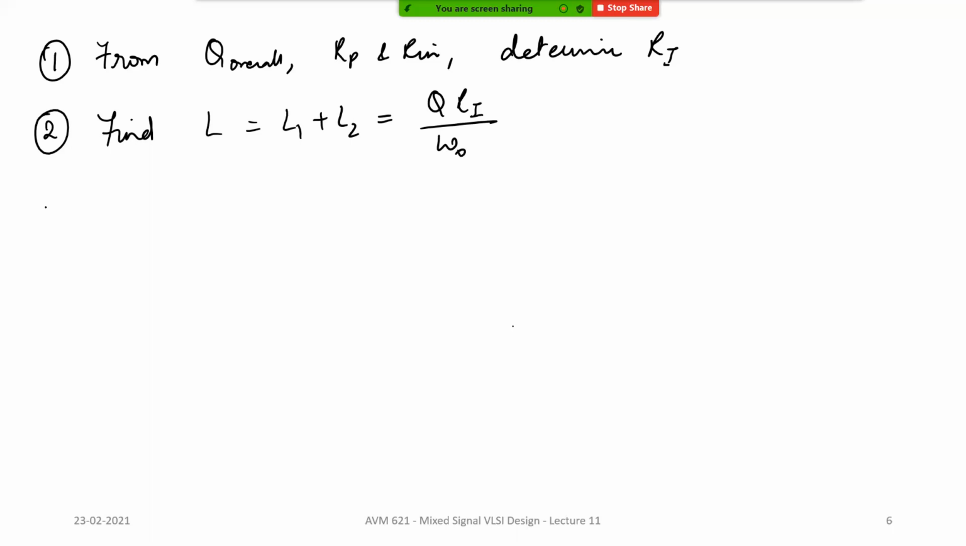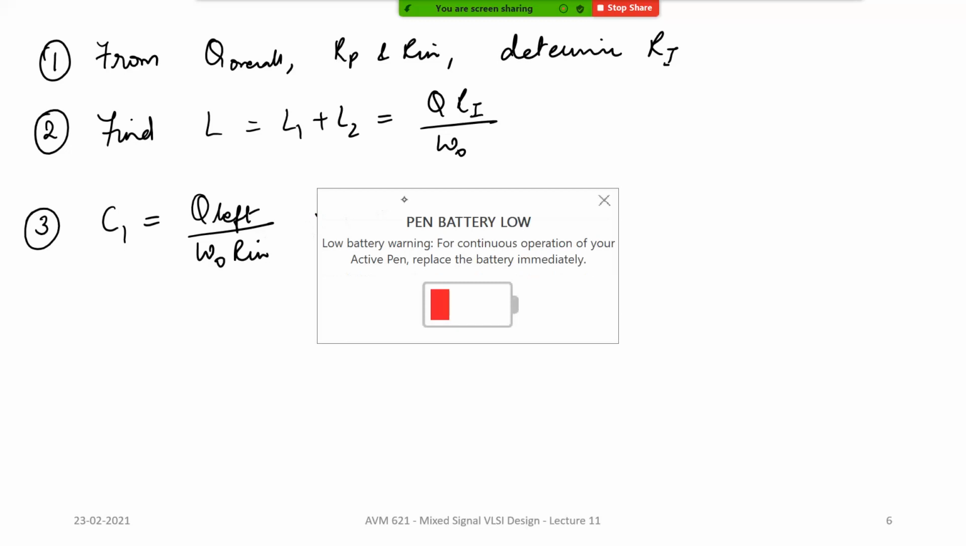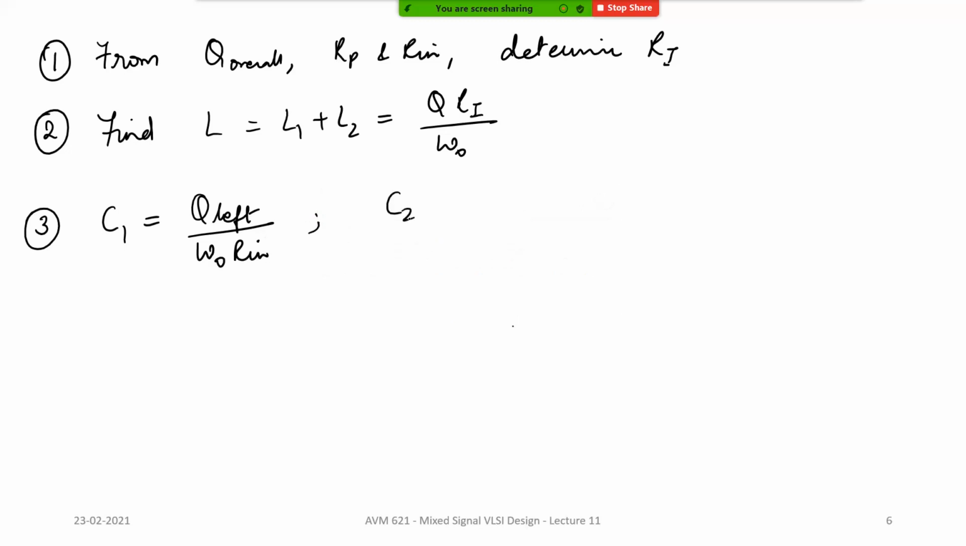Correct. Now then what happens? You can basically go ahead and find out the value of C1. C1 is basically Q left divided by omega naught Rin, and C2 can be written as Q right divided by omega naught Rp. Okay. So with these things you can figure out the C1, C2 and L values which are required to give the pi match network.